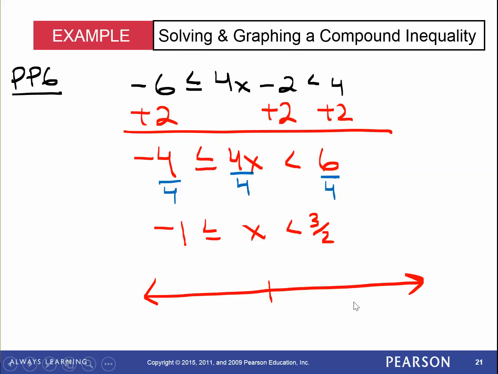So if you were to make a graph of this, it looks like this, right? A bracket at negative 1, a parenthesis at 3 halves, and everything bunched up in the middle. So all the numbers that are in between negative 1 and 3 halves. Okay, and final answer, negative 1 comma 3 halves. It's pretty easy to go from short notation into the solution set, as well as the graph, because all the information is there.